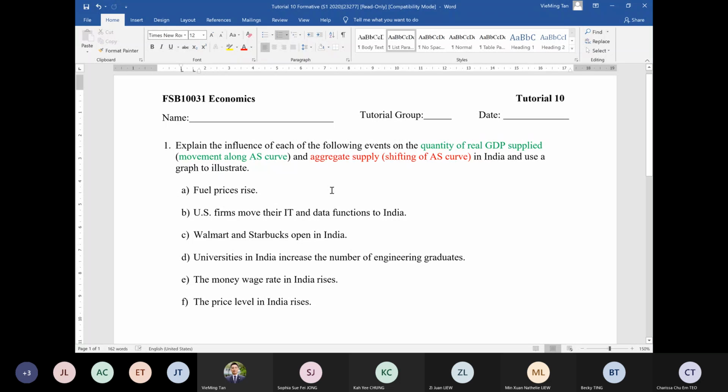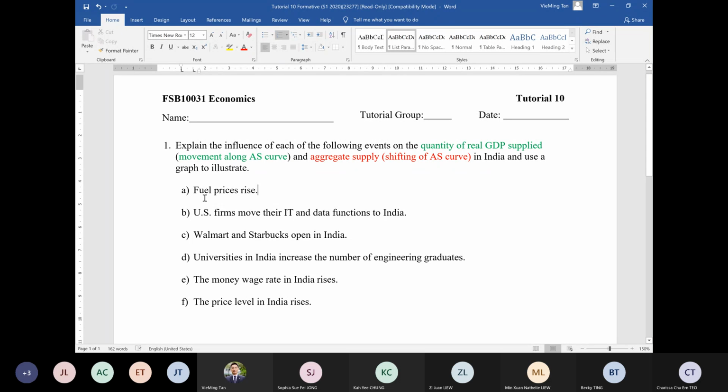Okay, so let us try the first question. Fuel prices rise. So that means the petrol price is increasing. But it's only one price. This is only one product. It's not the general price level, it's only one product. You compare A and F, they are different. F is the overall price level, A is only one product. Don't forget, this is only one product. If only the price of one product is increasing, what do you think the impact is? What is the impact then?